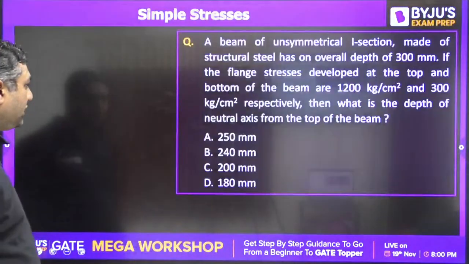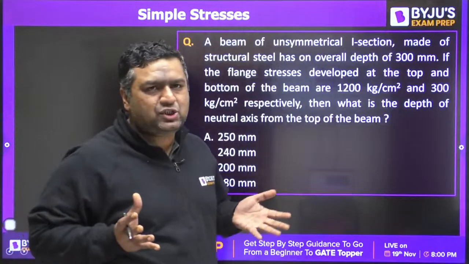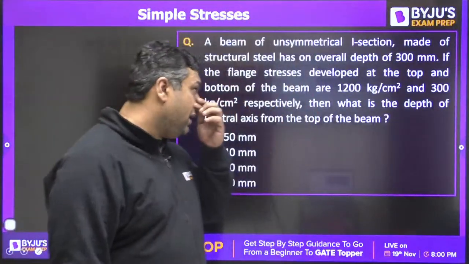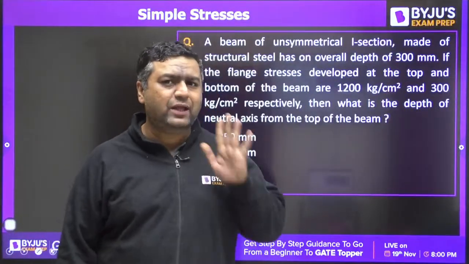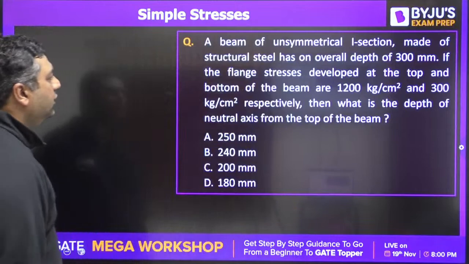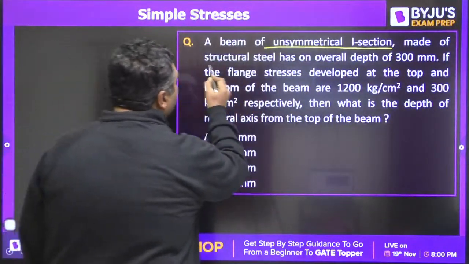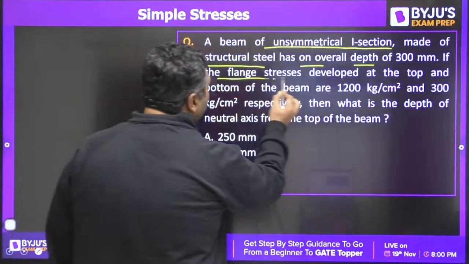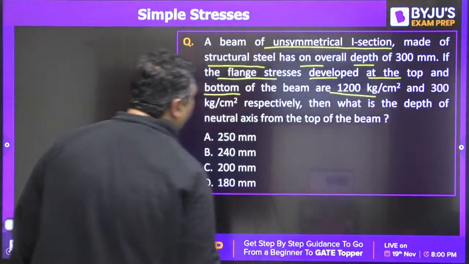Moving to the next question, guys. So this time, just to make it a session with variety of problems, as per your request, I added 2 to 3 questions from bending, but I will help you with that. This is the question. A beam of unsymmetrical I section made of structural steel has an overall depth of 300 mm. If flange stresses developed at top and bottom are 1200 and 300.